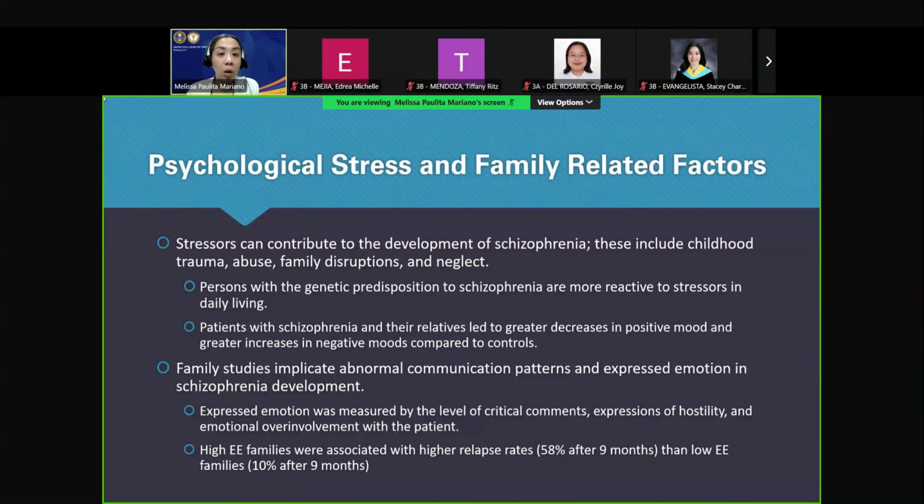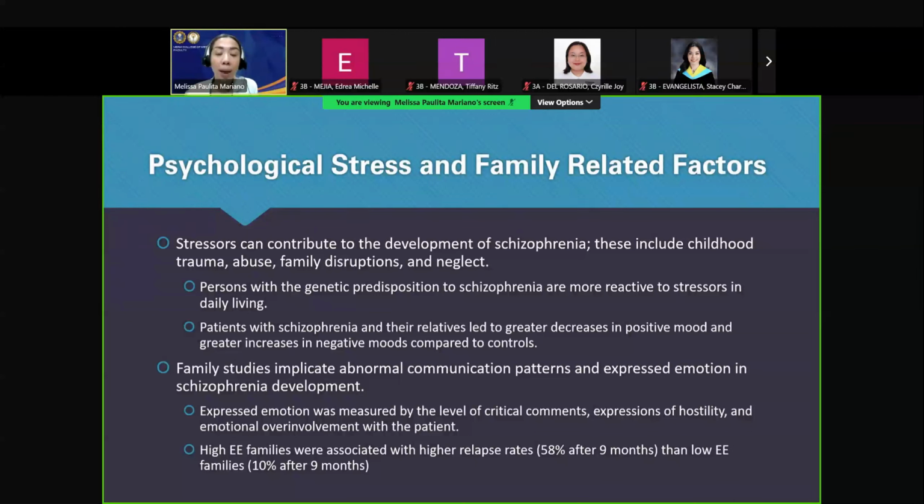When it comes to psychological factors, we know that stressors can contribute to the development of schizophrenia, but also that people with a genetic vulnerability with schizophrenia can react to stressors more. They're really more sensitive to stressors, and they can be significantly disturbed by environmental stressors. They can react more negatively to these.